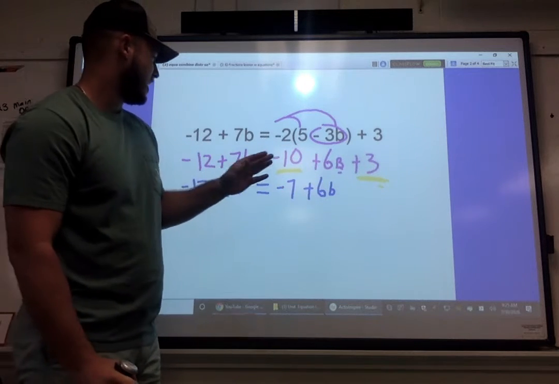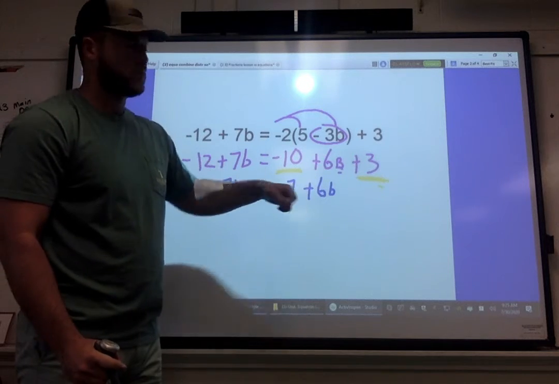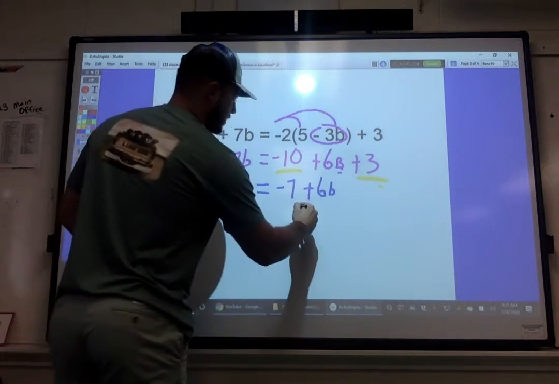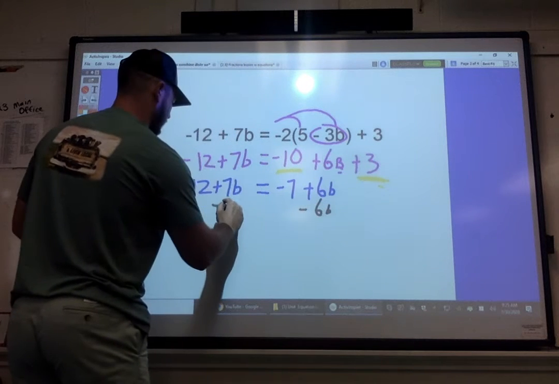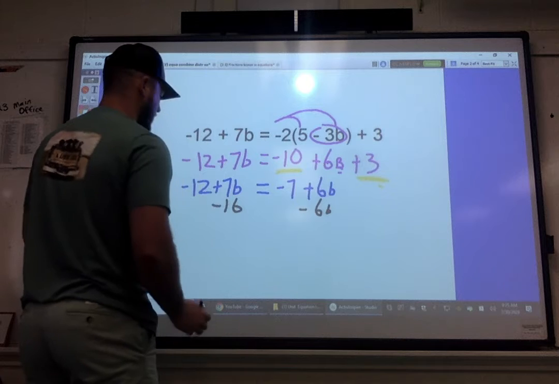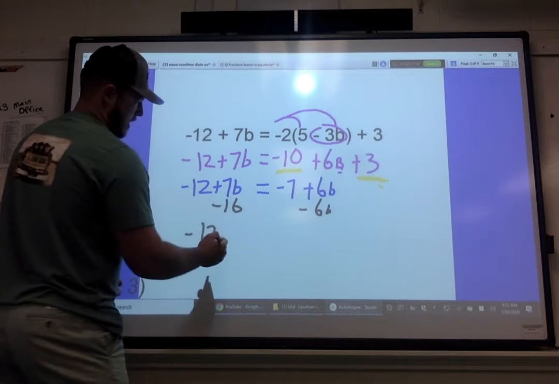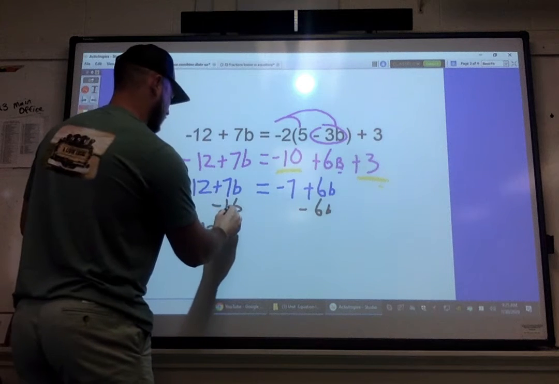So we have to get our variables, the b's, I know it's kind of hard to see that that's a variable, the variables on the same side. I'm going to subtract my 6b, subtracting my 6b. So now I've got -12, 7 minus 6b. That gives us a +1b.